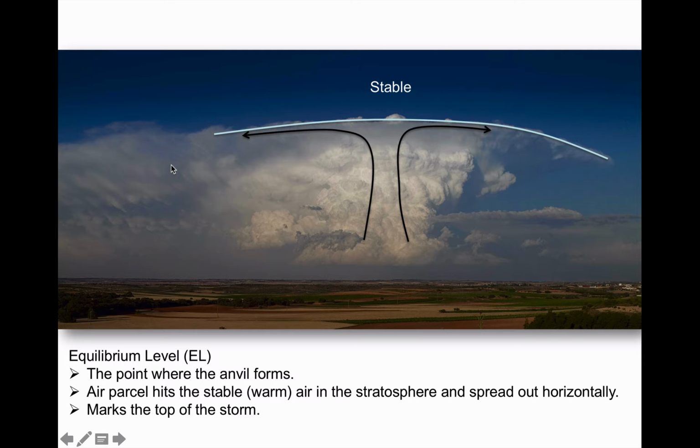You see, it can't continue to fly into the stratosphere. The air can't, because the stratosphere is warm. It's like you taking a hot air balloon ride into hot air. The balloon won't be buoyant in that situation. It has to be cold around the balloon. Well, the equilibrium level marks the top of the thunderstorm.